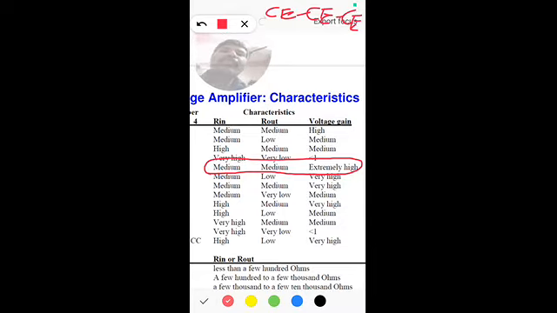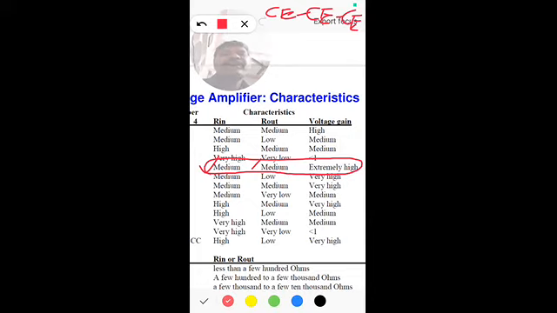Since all three stages have moderate input and output impedances, the input impedance and output impedance of the three-stage cascaded CE amplifier are going to be moderate, since each stage of the CE amplifier has moderate input impedance and moderate output impedance. So the overall input impedance and output impedance of the three-stage cascaded CE amplifier are moderate.